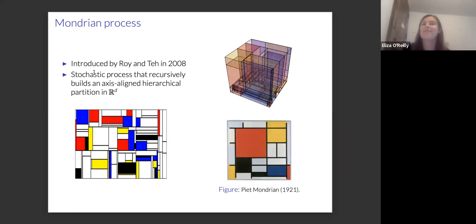And it was named after the painter because the resulting partitions that you get from this process are reminiscent of his paintings. And so that's why this on the left is a two-dimensional Mondrian process that's been colored in to look like one of his paintings. But there you also have a picture of a three-dimensional one because, as I said, they're well-defined in any dimension d. So how do these processes work?